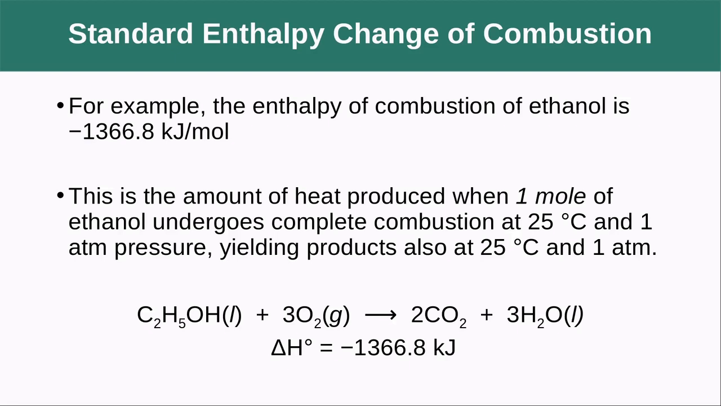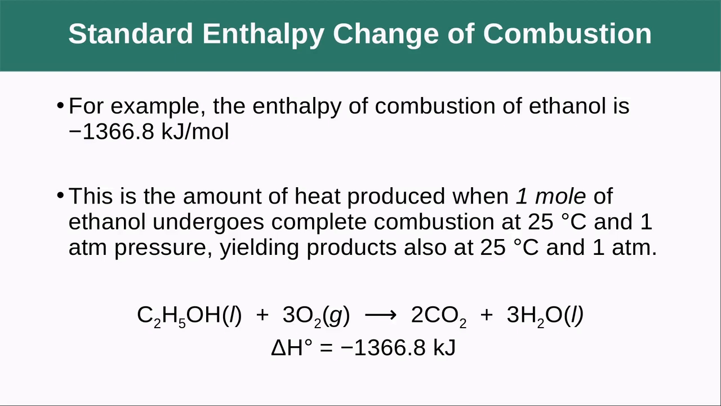All right, let's look at an example of that. The enthalpy of combustion of ethanol is negative 1,366.8 kilojoules per mole. This is the amount of heat produced when 1 mole of ethanol undergoes complete combustion at 25 degrees Celsius and 1 atmosphere of pressure, yielding products also at 25 degrees Celsius and 1 atmosphere of pressure.